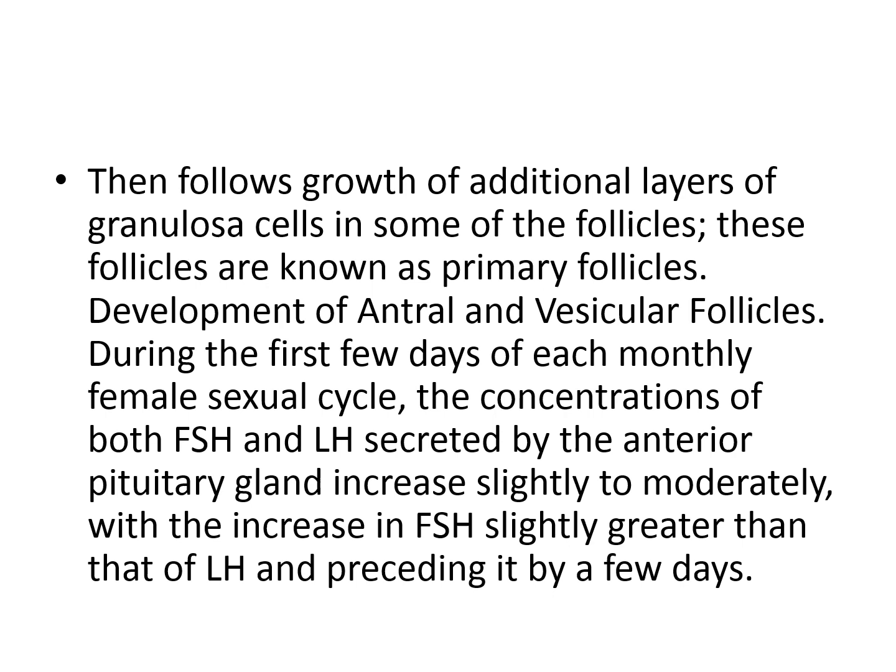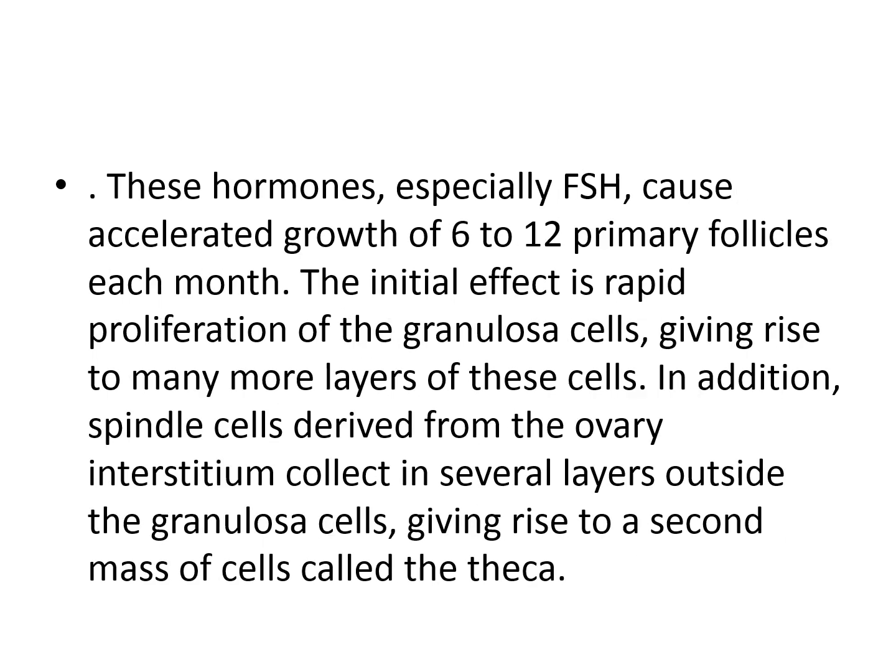Development of antral and vesicular follicles during the first few days of each monthly female cycle. The concentration of both FSH and LH secreted by the anterior pituitary gland increase slightly to moderately, with the increase in FSH slightly greater than that of LH and preceding it by a few days. These hormones, especially FSH, cause accelerated growth of 6 to 12 primary follicles each month. The initial effect is rapid proliferation of granulosa cells, giving rise to many more layers of these cells. In addition, spindle cells derived from the ovary interstitium collect in several layers outside the granulosa cells, giving rise to a second mass of cells called the theca.